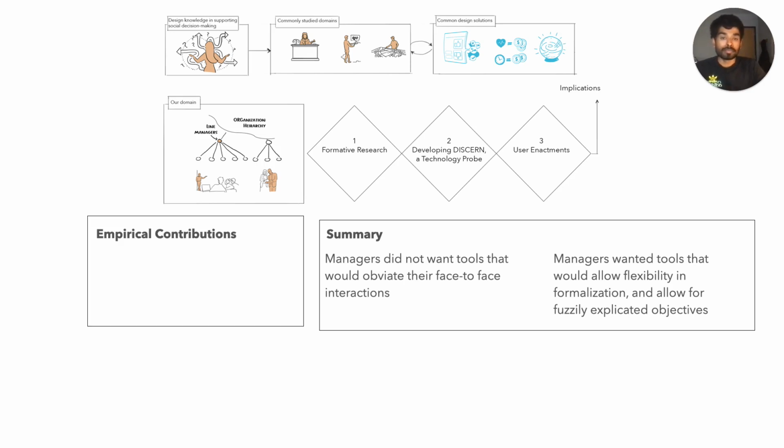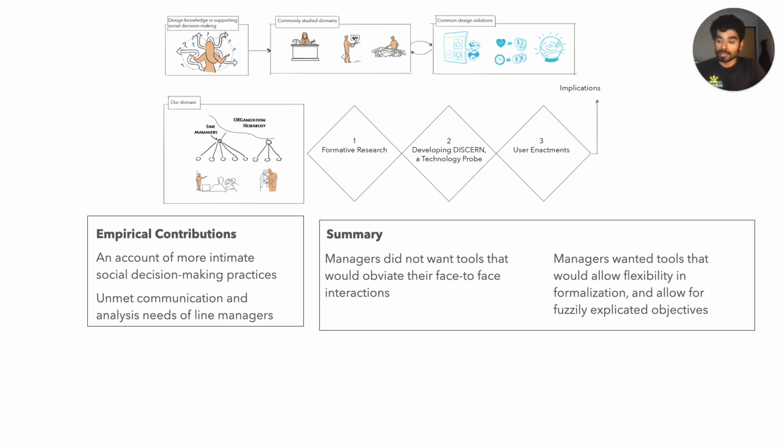Our work makes an empirical contribution to literature on social decision-making by providing an account of social decision-making in more intimate settings than those previously studied. In particular, our studies describe the relational considerations underpinning the decision-making practices of line managers that we suggest are likely to be present in other decision-making contexts where the maintenance of relationships is important.